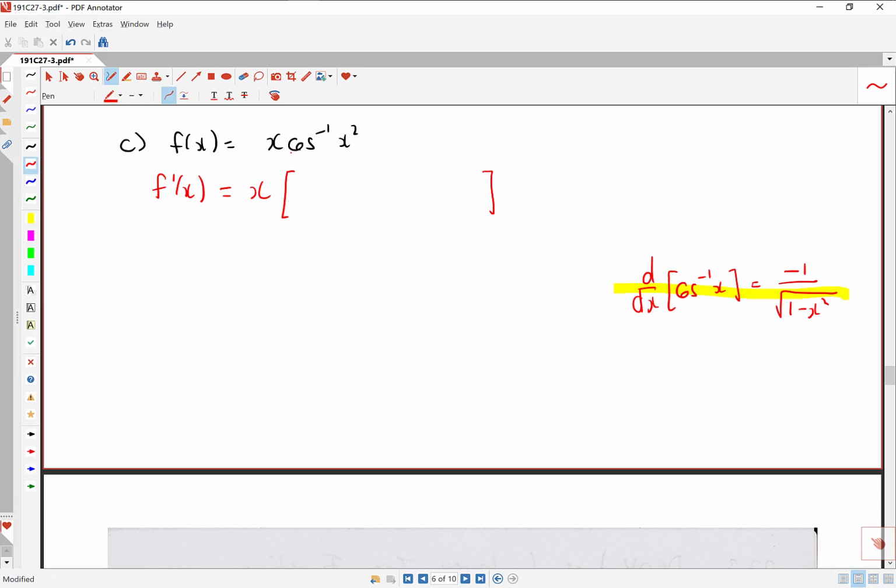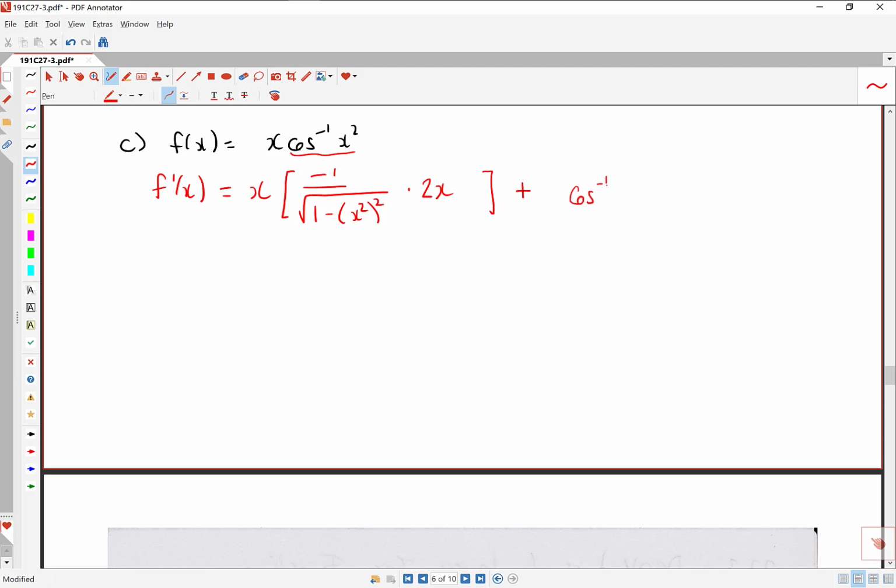Okay, so we're going to take the derivative of this guy here, the arc cos of x squared. We're going to get minus 1 divided by the square root of 1 minus whatever our inside function is, squared. And then according to the chain rule, we have to multiply by the derivative of the inside function, which would be 2x. And we're going to continue with our product rule. We're going to do this the other way around. So second factor arc cos of x squared times the derivative of our first factor, which is just 1.